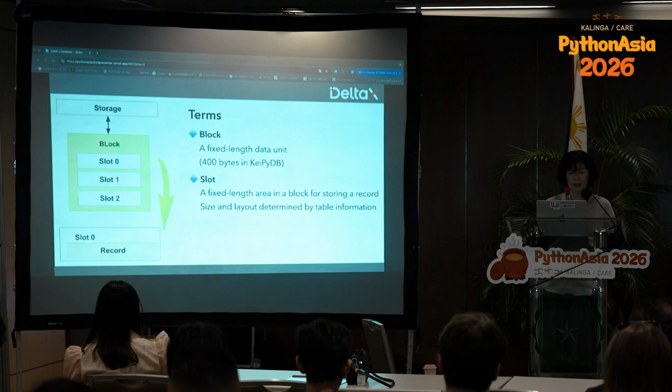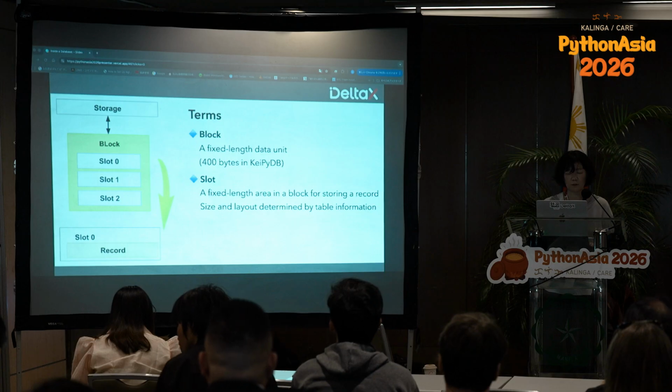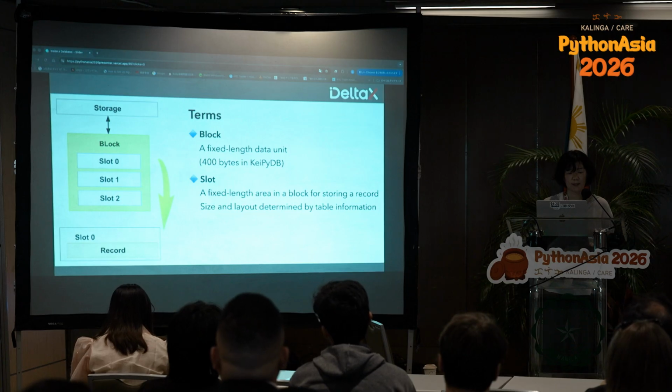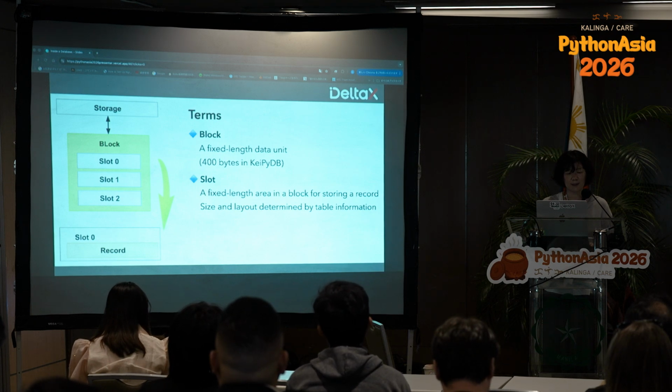Let me explain some terms. A block is a fixed-length data unit for storage. In this database, one block is 400 bytes. A slot is a fixed-length area within a block for storing records. Table information determines the slot size and layout. One block contains multiple slots, and one record is stored in one slot.